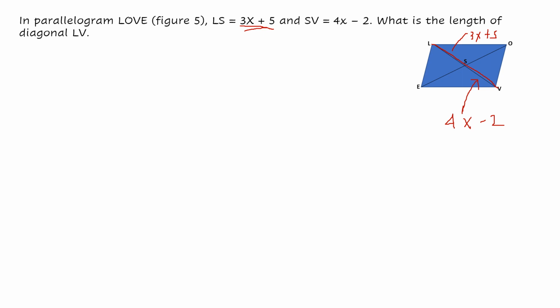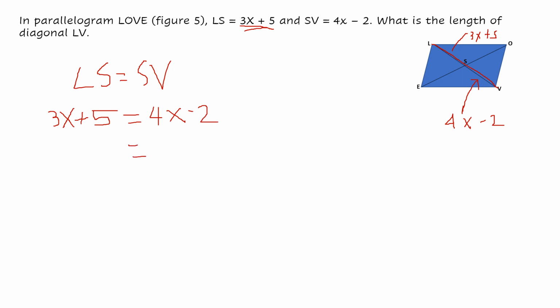LS equals SV. So we can equate LS to SV. They are equal. But LS has a length of 3x plus 5, and SV has a length of 4x minus 2. Again, by combining similar terms, 4x is to be combined with 3x to the right side.